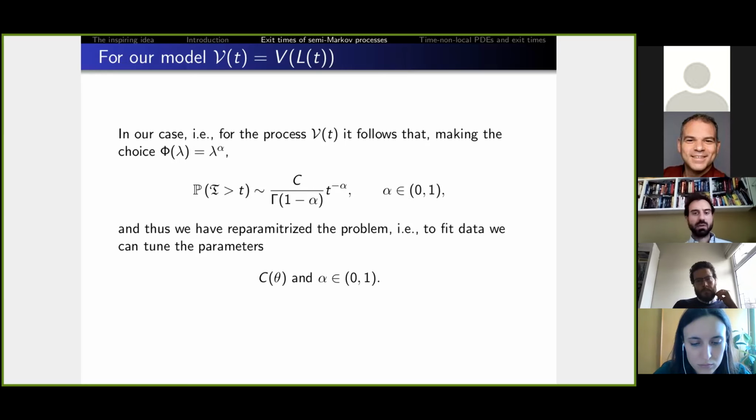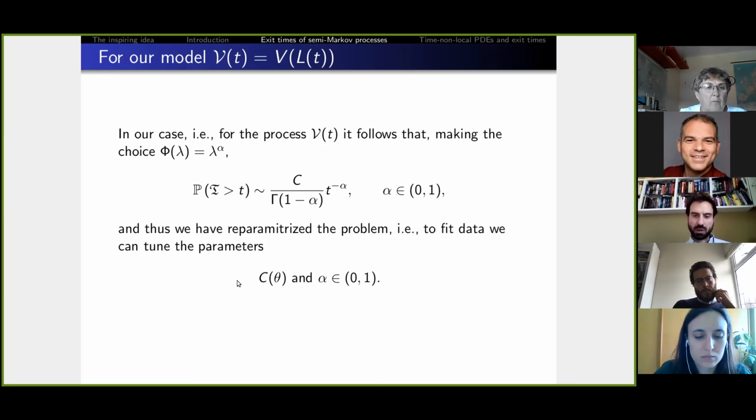exactly the tail behavior suggested by Bernstein and Vandenberg. And you have a model with essentially the same interpretation, because it is just a reparameterization. And the reparameterization is due to the time change, the random time change.